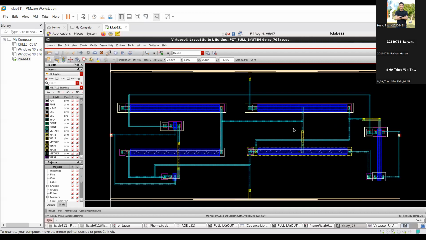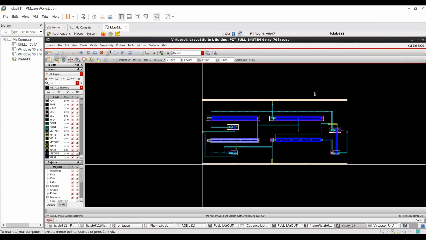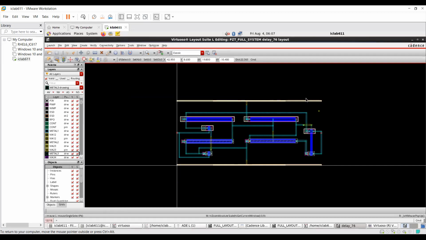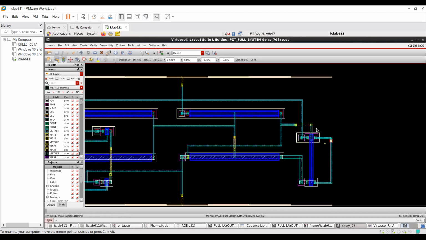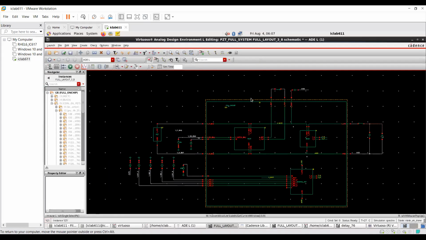I have just made a layout for the delay cell, and made a layout for a full system with the on-chip and off-chip components, but the output signal is wrong, so I need to figure out the problem by the end of the week.